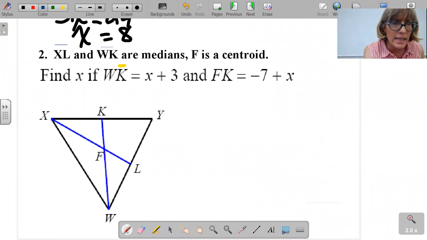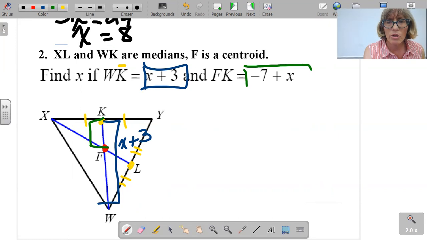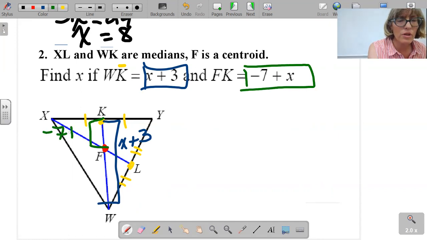We are told that XL and WK are medians, which means, once again, we have midpoints. And this is a centroid. I'm going to color code this for you. WK, the whole thing, is X plus 3. F to K, which I'm going to do green, is going to be negative 7 plus X. We want to find X.